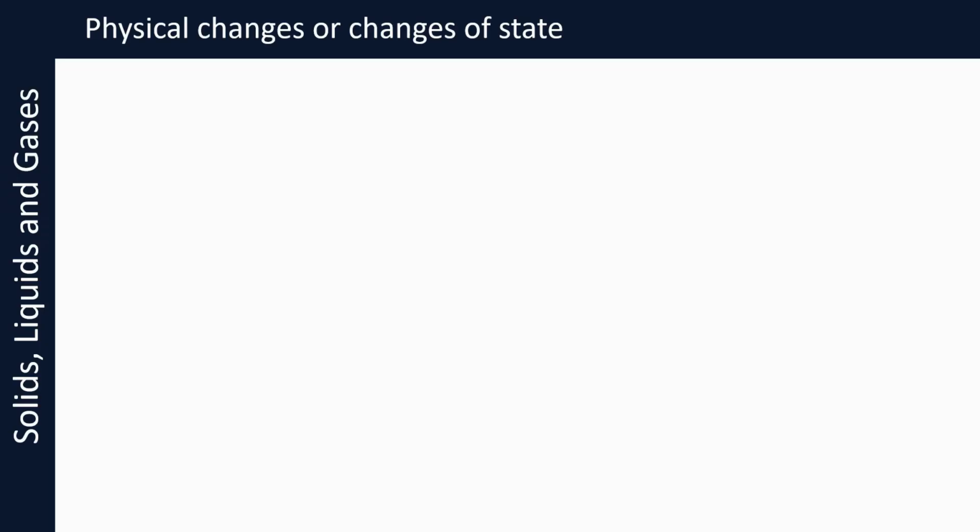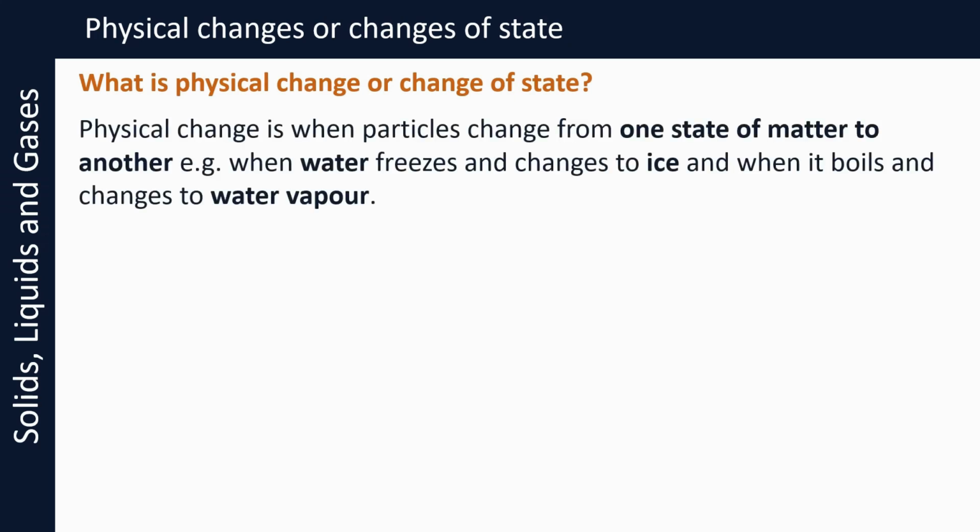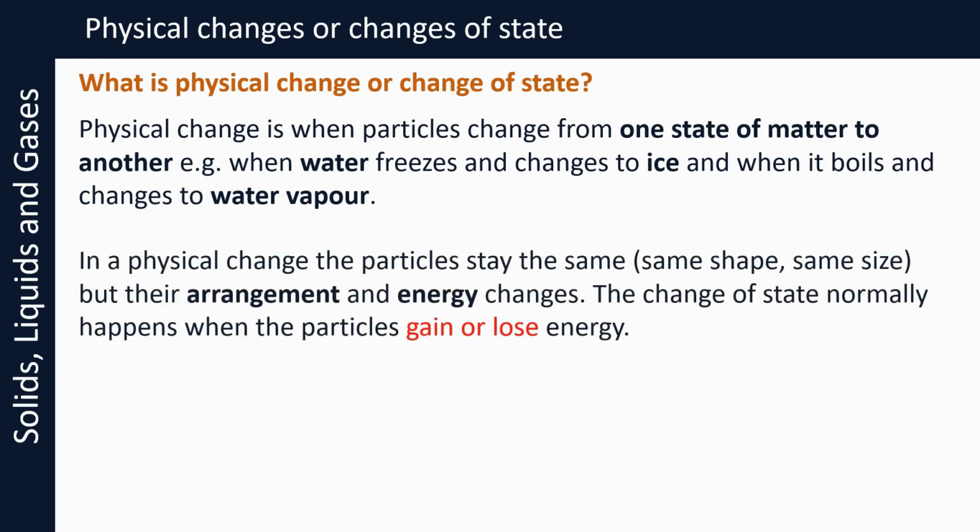Today we are going to take a look at changes of state for matter. What is a change of state? A change of state is a physical change when particles change from one state of matter to another. For example, when water freezes and changes to ice, and when it boils and changes to water vapor. In a physical change, the particles stay the same shape and size, but their arrangement and energy change. The change of state normally happens when the particles gain or lose energy.